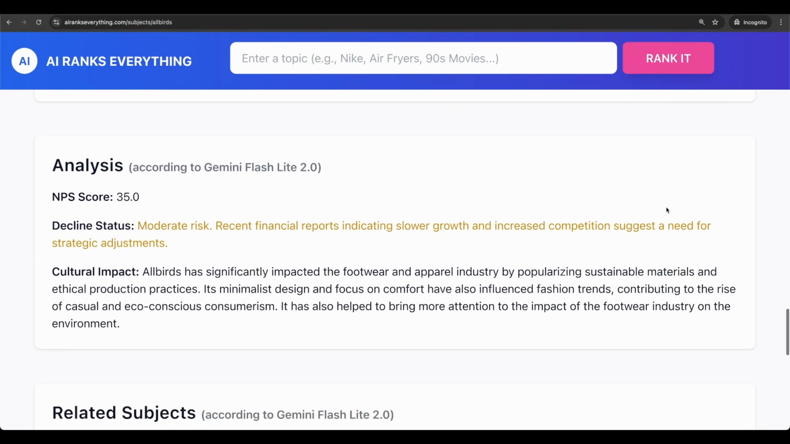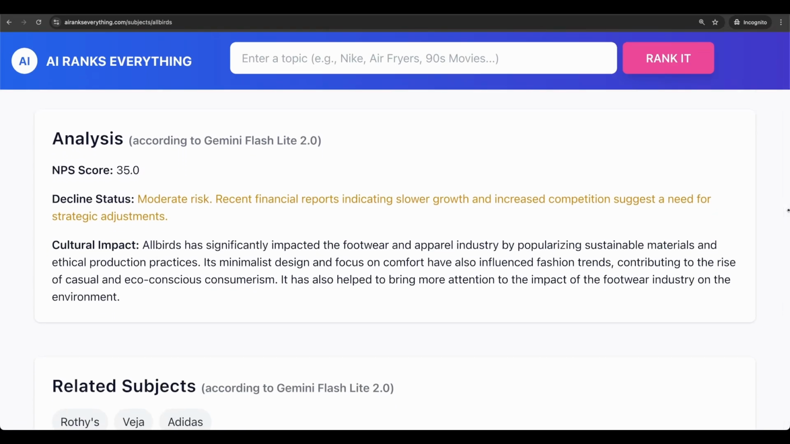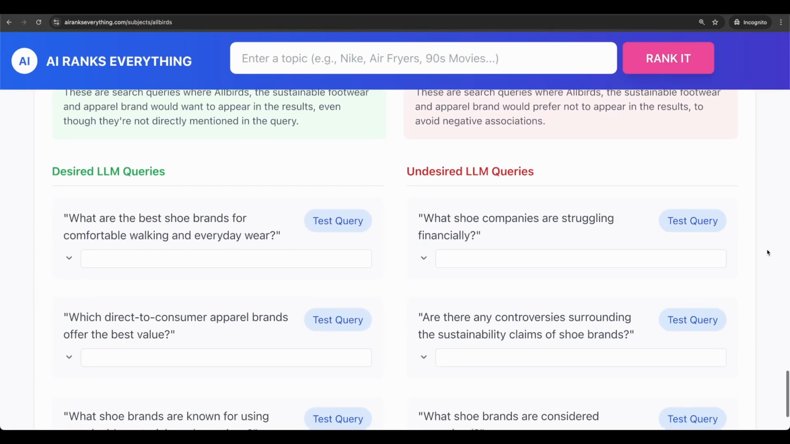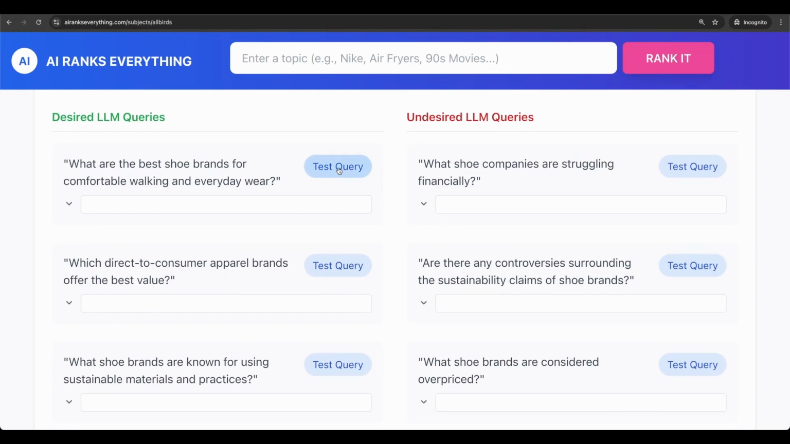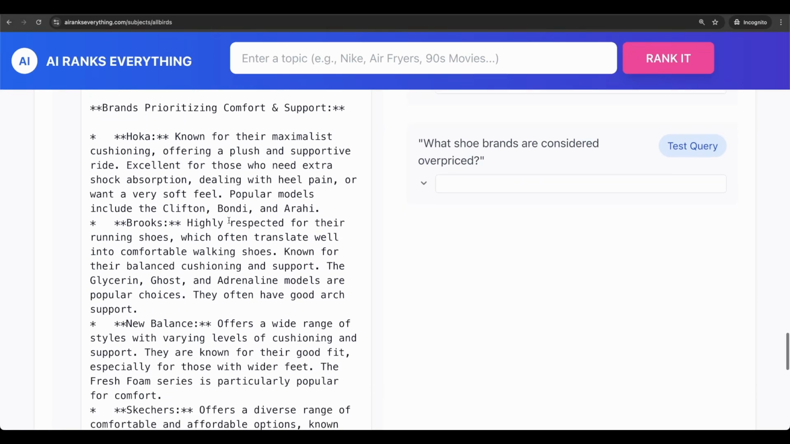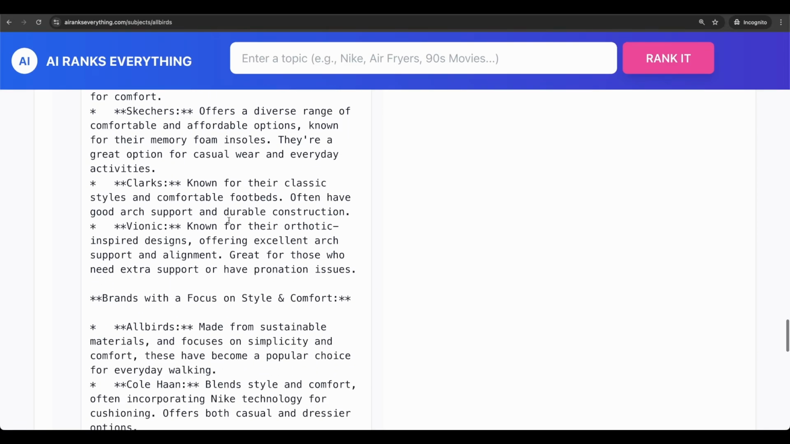Note that things like the NPS score or Net Promoter Score are not the brand's NPS score. They are what the AI model thinks might be the NPS score of the brand. There are some example queries here too, which are things that if you were the brand, you would hope to show up for, and things you would hope you didn't show up for. And you can test those out loud to see if you do or do not show up in the answer.